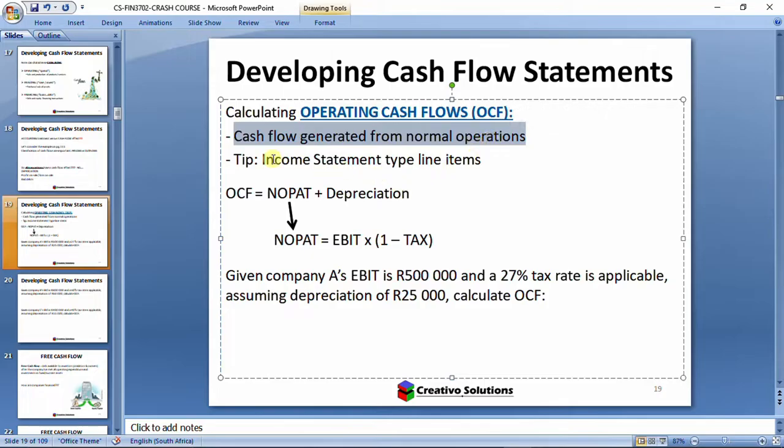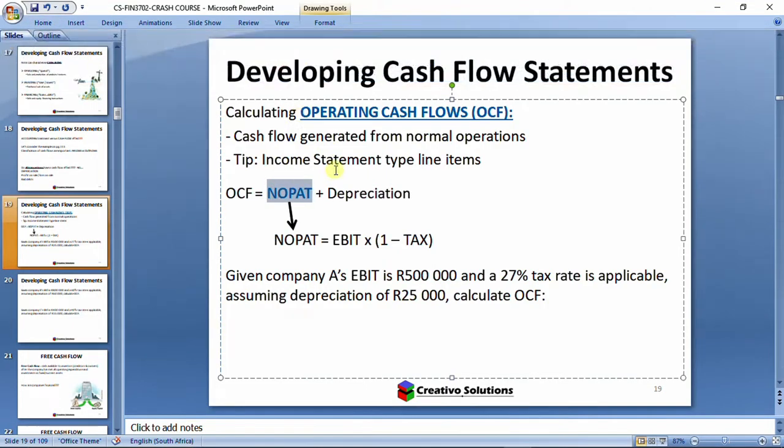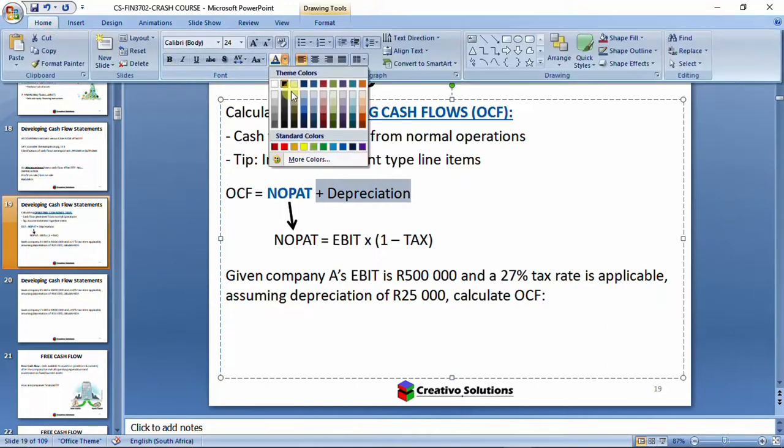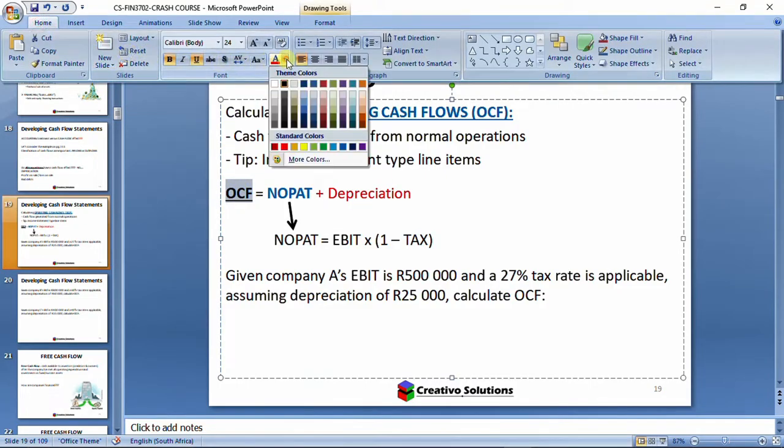If I'm looking at the income statement, this is the indirect method. Indirect meaning I'm starting at the bottom. If I'm starting at the bottom, I need to provide for non-cash items. I have to take out the depreciation, because depreciation is not a cash flow, in order to get my operating cash flow. You know this from FIN3701.